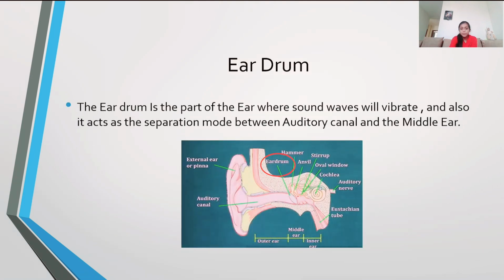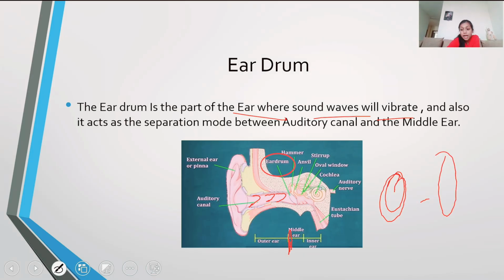So the eardrum. The eardrum is a part of the ear where sound waves will vibrate. That means when the sound waves travel, what happens? It will touch the eardrum, yes or no? Yes, of course. Therefore, what will happen? Now, this eardrum will start vibrating, and this vibration will be sent to the middle ear. Till the outer ear, it separates the outer ear from the middle ear. The eardrum also acts as the separation between the auditory canal and the middle ear. So it separates the auditory canal from the middle ear. This is the eardrum over here.